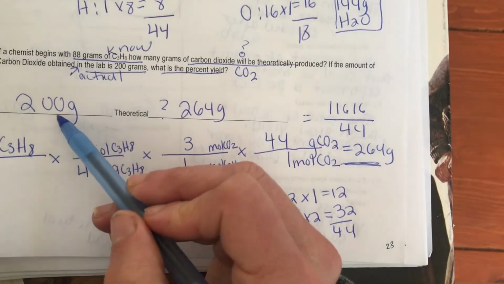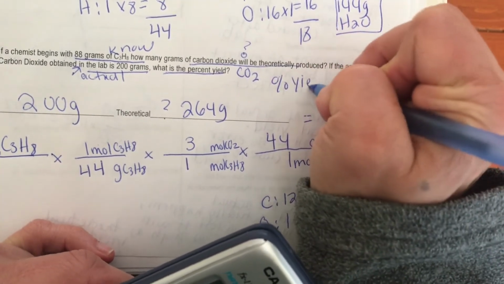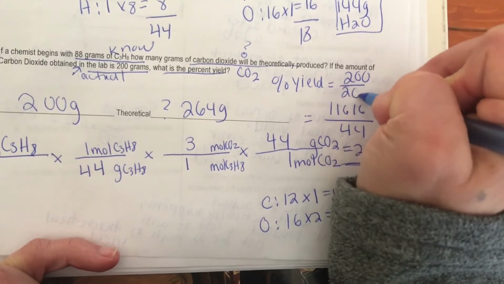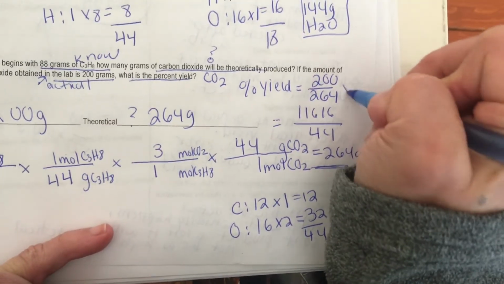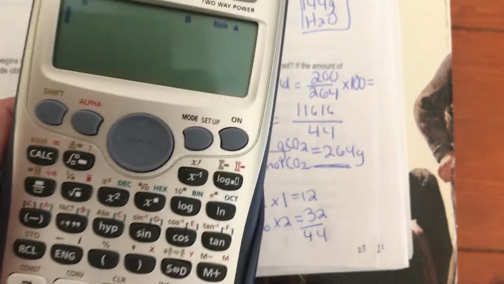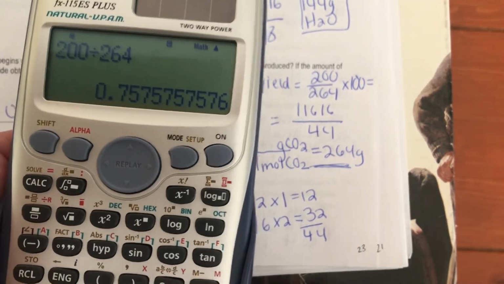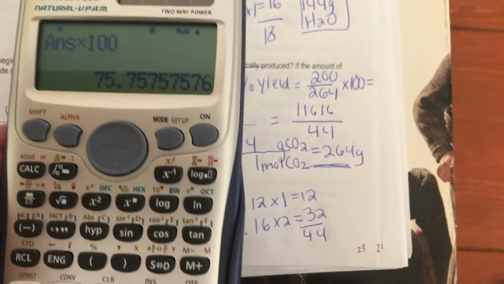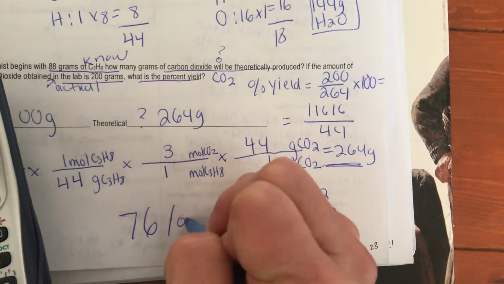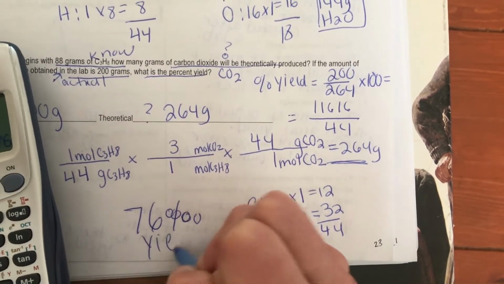And this was my actual yield. So again, to find the percent yield, we're going to do the actual yield, 200, divided by the theoretical yield, 264, times 100. It's kind of getting crowded here. Sorry about that. So we got 200 divided by 264 times 100. So a 75.75, so 76% percent yield.